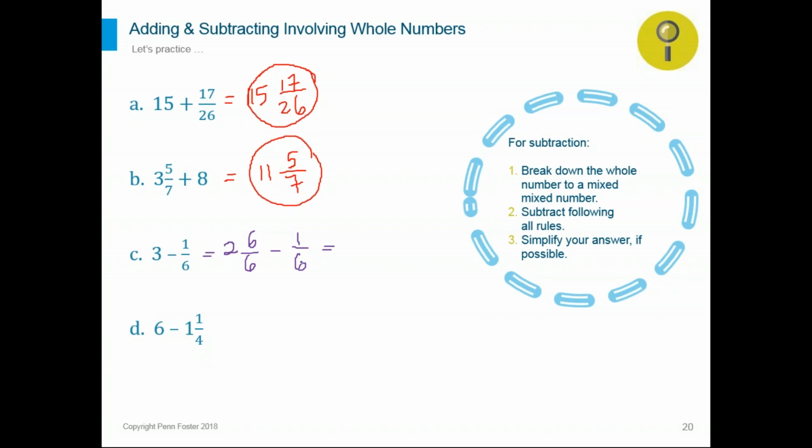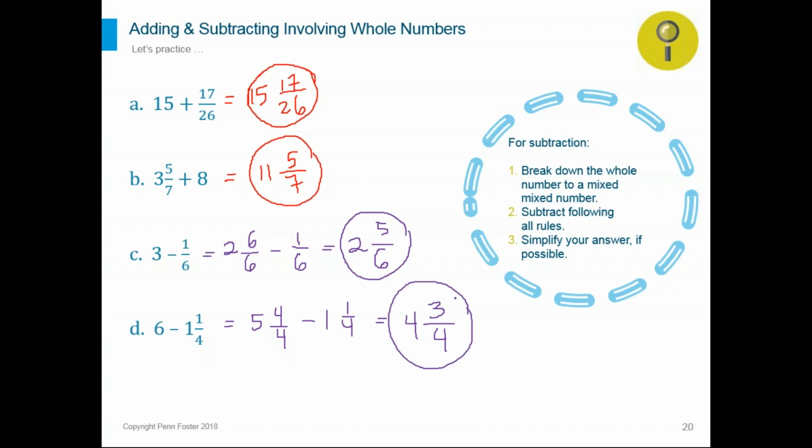So you're going to do the subtraction. 2 minus nothing is 2. 6 minus 1 is 5, and the 6 will stay, nothing to simplify further, and that's it. The same thing, number D, 6 minus a mixed number, change the 6 to a 5 and 4 over 4 minus 1 and 1 over 4. Again, I have common denominators. 5 minus 1 is a 4. 4 minus 1 is doable, then it's a 3, and then the 4 will stay, and this is your final answer. That's it.